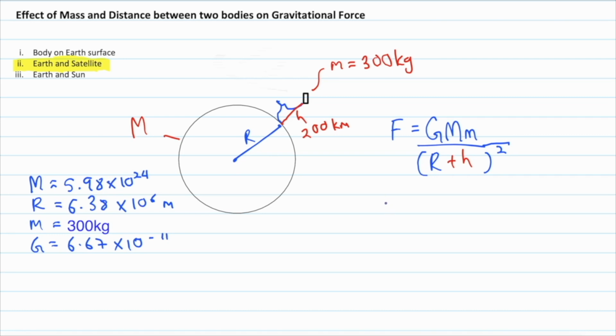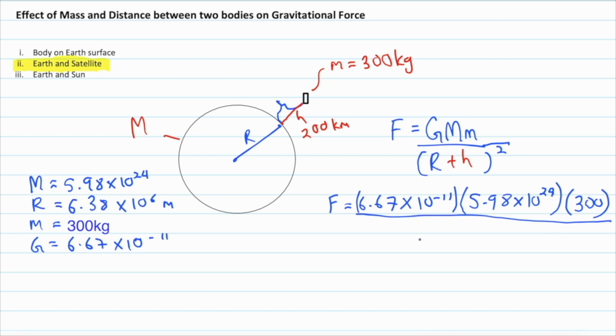What we're going to do is plug in the values. We know that our force right here equals big G. Big G will be 6.67 times 10 to the power of minus 11, times the big mass, which is the mass of the Earth, big M, which will be 5.98 times 10 to the power of 24, times the mass of the satellite, which will be 300. And all this over the radius of the Earth, which is going to be 6.38 times 10 to the power of 6, plus the height, which will be 200.